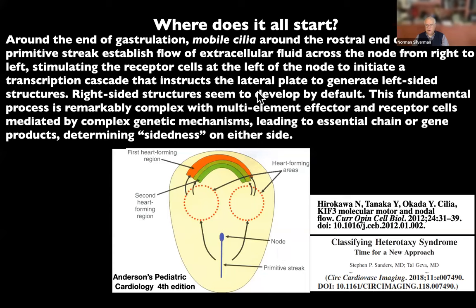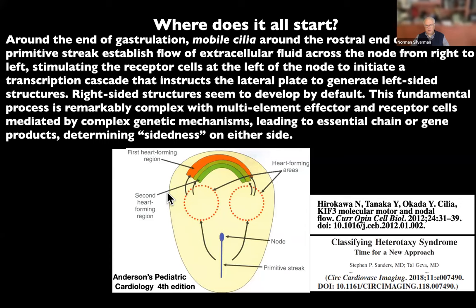The motile cilia around the rostral end of the primitive streak, here's the primitive streak, establish a flow of extracellular fluid across the node from right to left. So right is this way, left is that way. Right to left establishes a flow of fluid, stimulating receptor cells at the node to initiate a transcription cascade. That's a genetic thing that instructs the lateral plate to generate left-sided structures. Right-sided structures seem to develop by default.